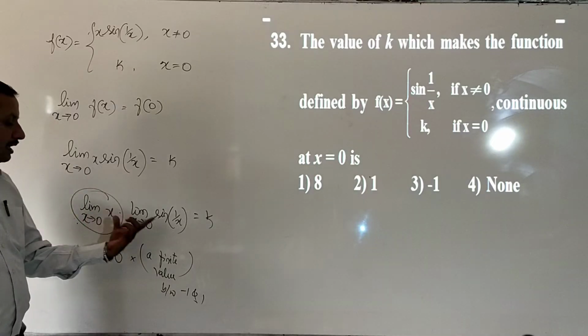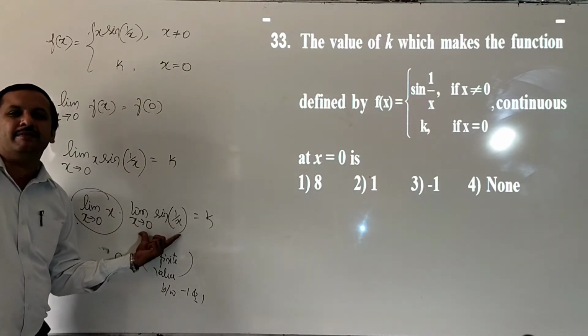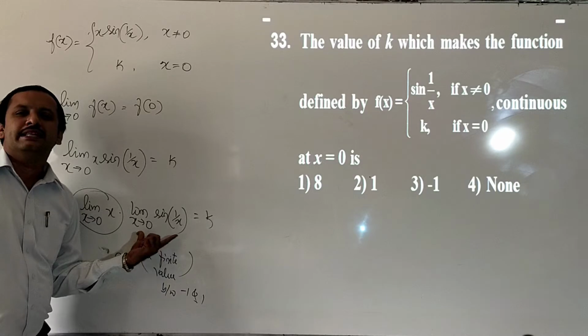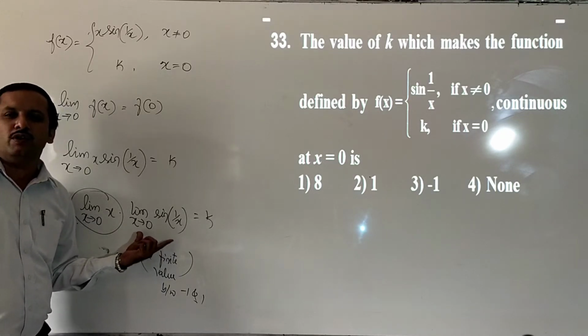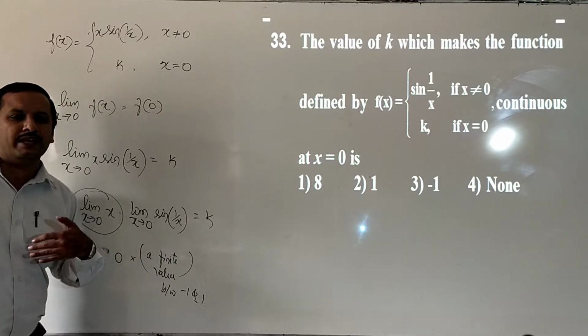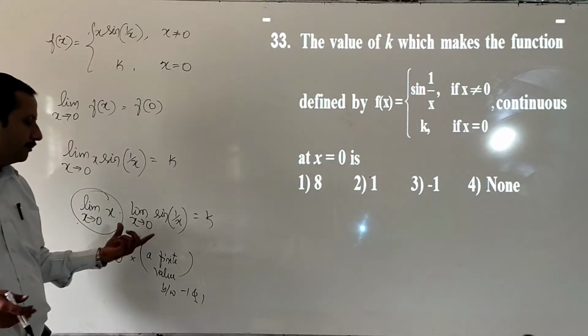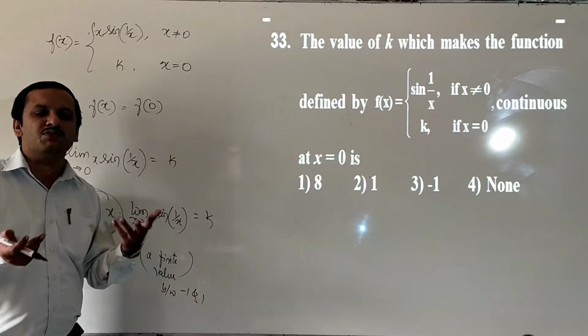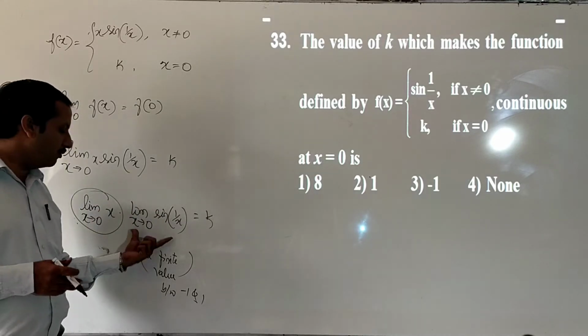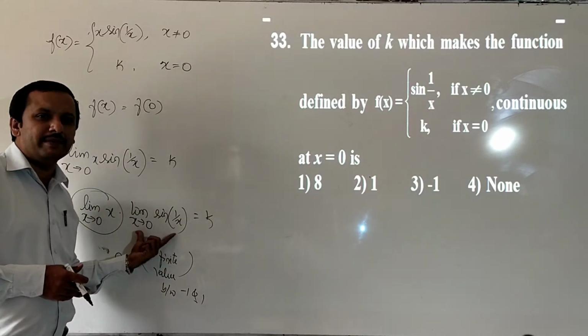Right? If you consider only this limit x tends to 0 sine 1 by x, this limit does not exist because we only know that it takes a value between minus 1 and 1. Between minus 1 and 1 there are infinitely many real numbers. Among them, which value this function will tend to, we don't know. Therefore, if you consider only this, the limit does not exist.